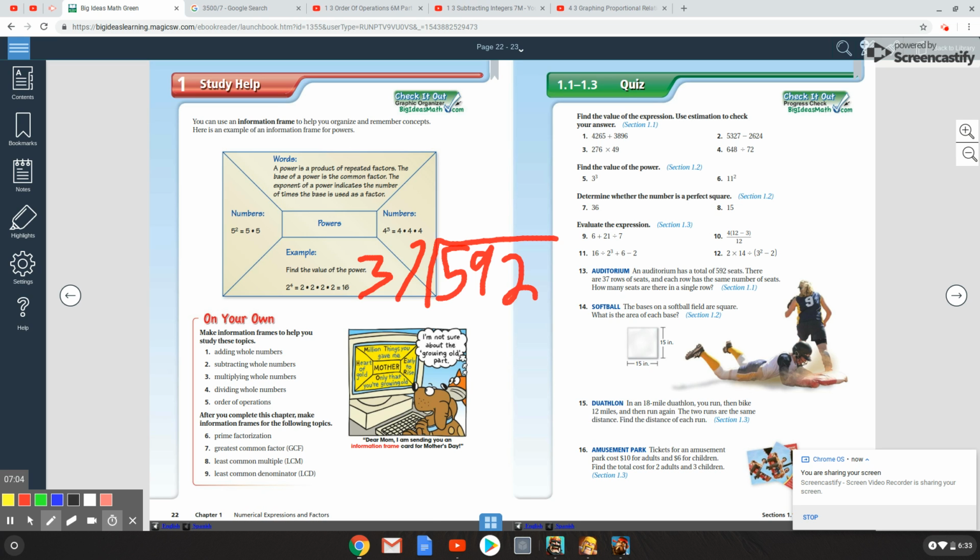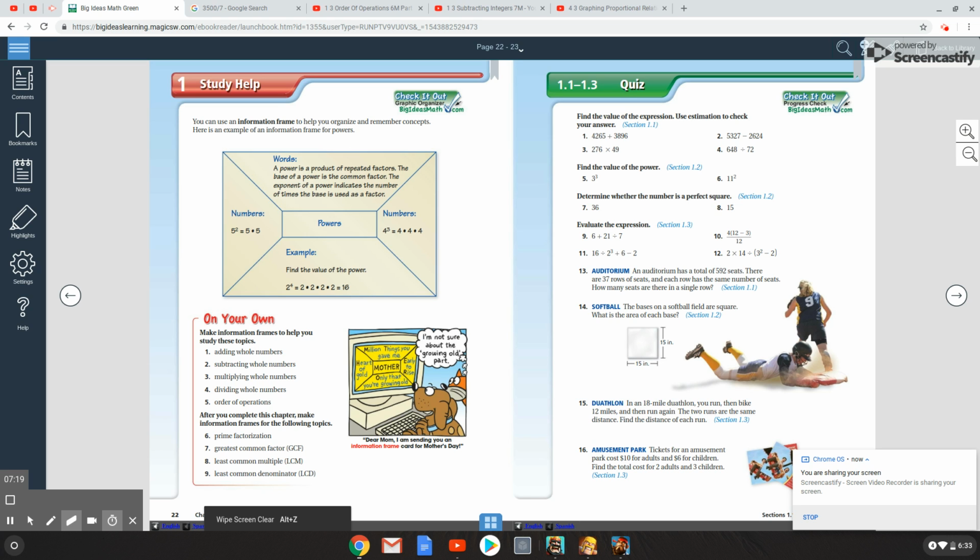So 37 goes into 59 once. Minus 37, we get 22. And then 222. 37 actually goes into 222 6 times. So then we get 16 for number 13.